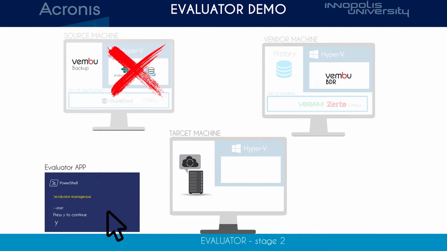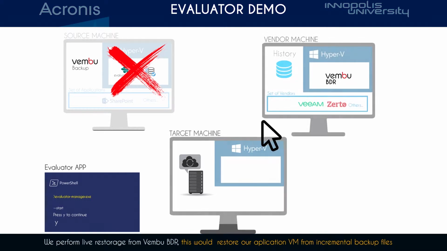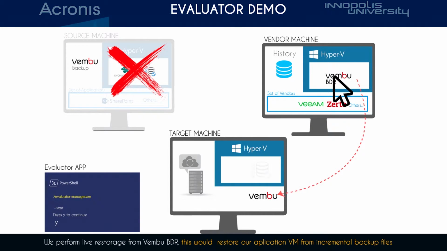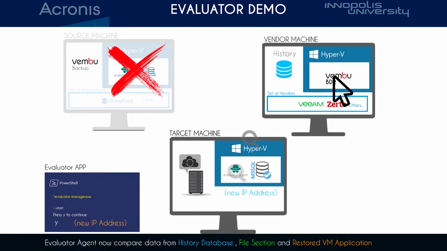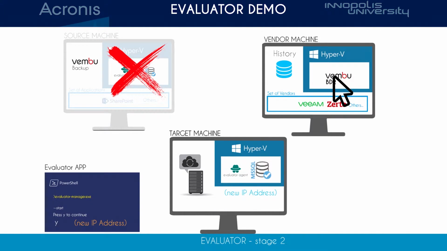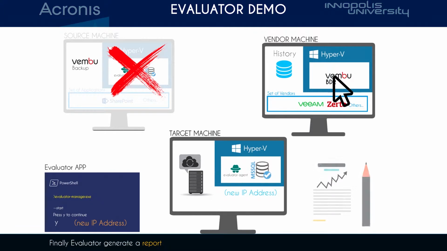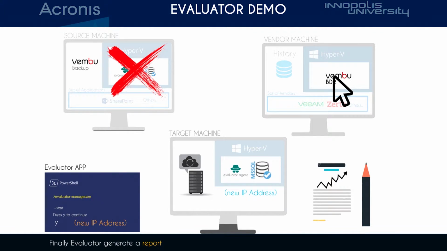Now it's time to perform restore. We ask Vembu BDR to perform live recovery. A new machine appears, and we feed Evaluator with its IP address. Evaluator installs an agent inside it, and it starts reading data from the history database, target file system, and target application. Finally, it compares data and generates the report.